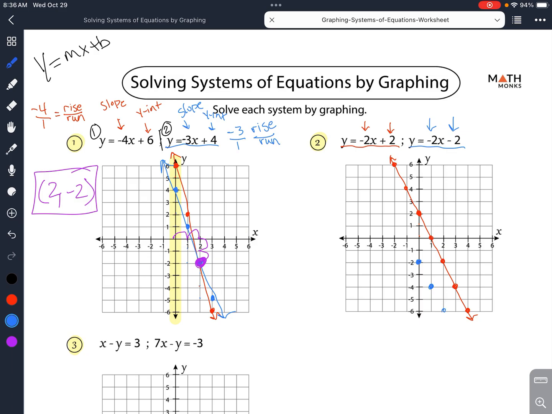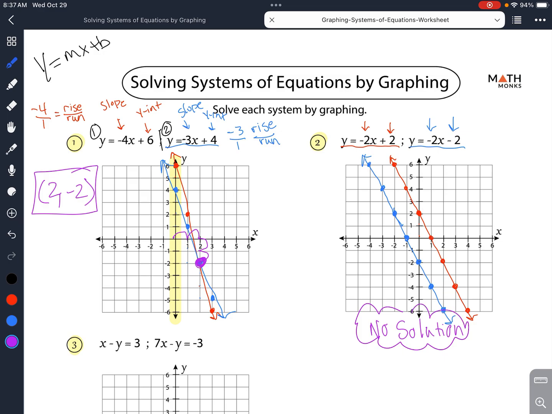down 2 to the right 1, and then I want some more points on the left-hand side, so I'm going to do the opposite. I'm going to go up 2 to the left 1, up 2 to the left 1, and so on. Okay, and when I graph that line, I notice that these lines are parallel. They do not ever intersect. So when that happens, don't freak out. You didn't do anything wrong. That just means there is no solution here, okay?